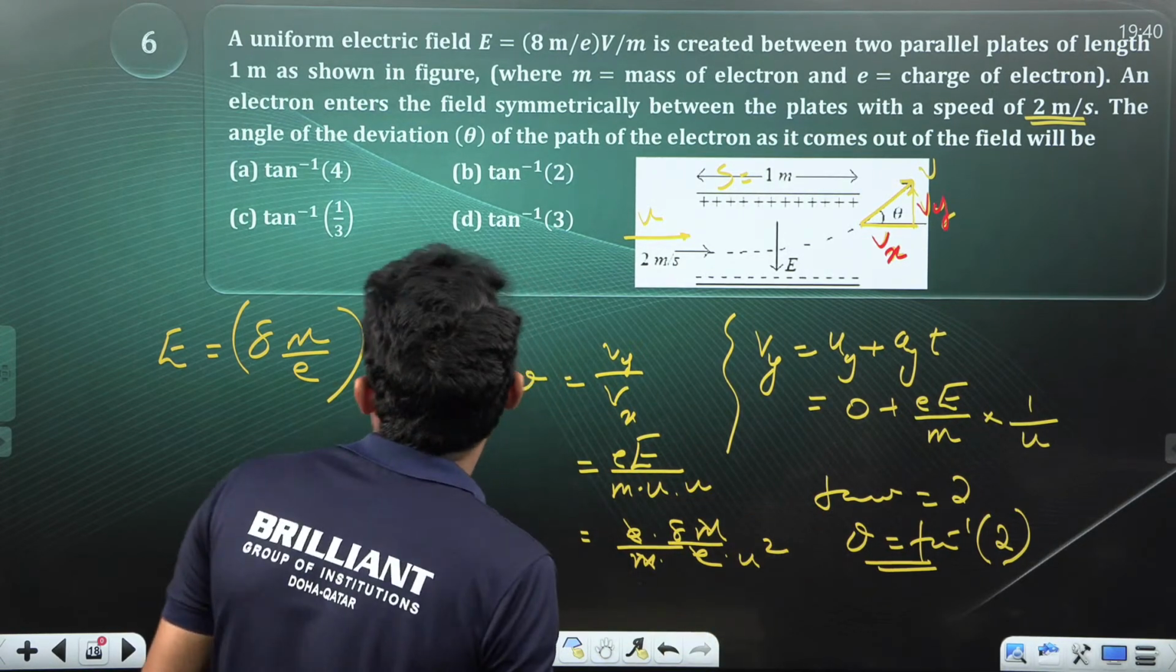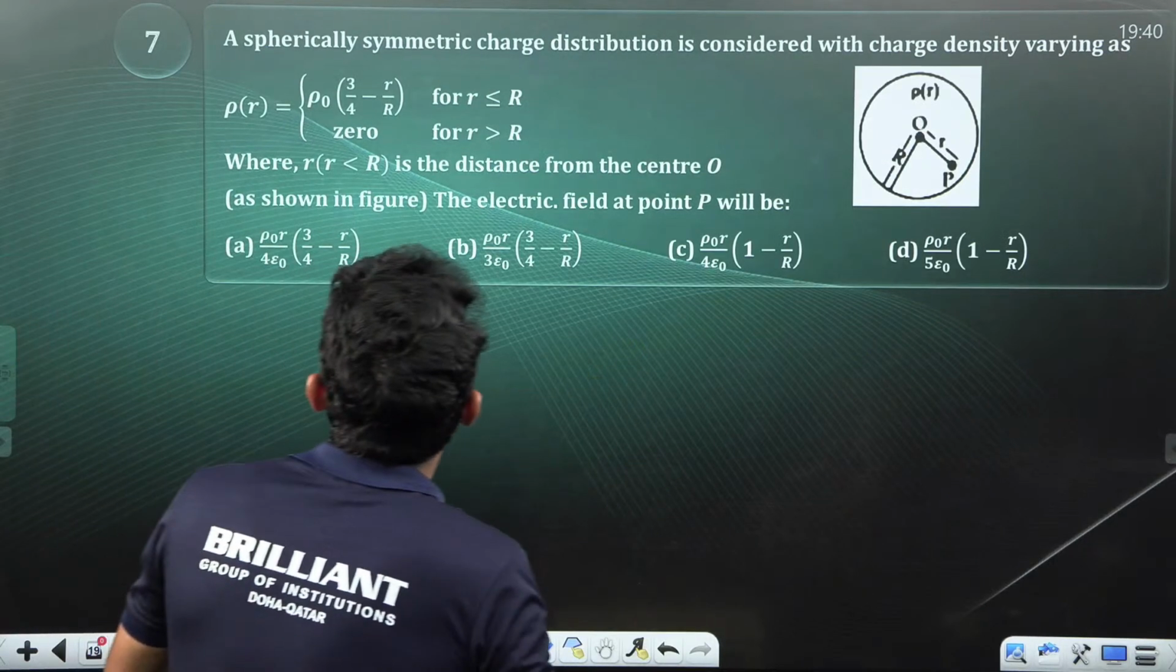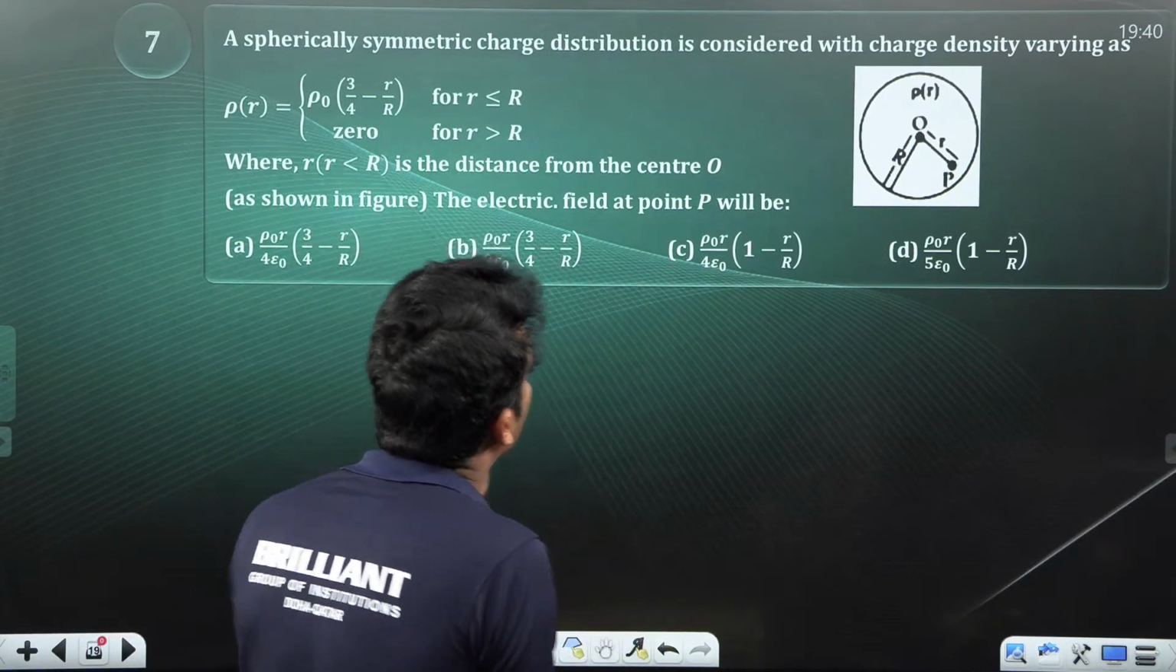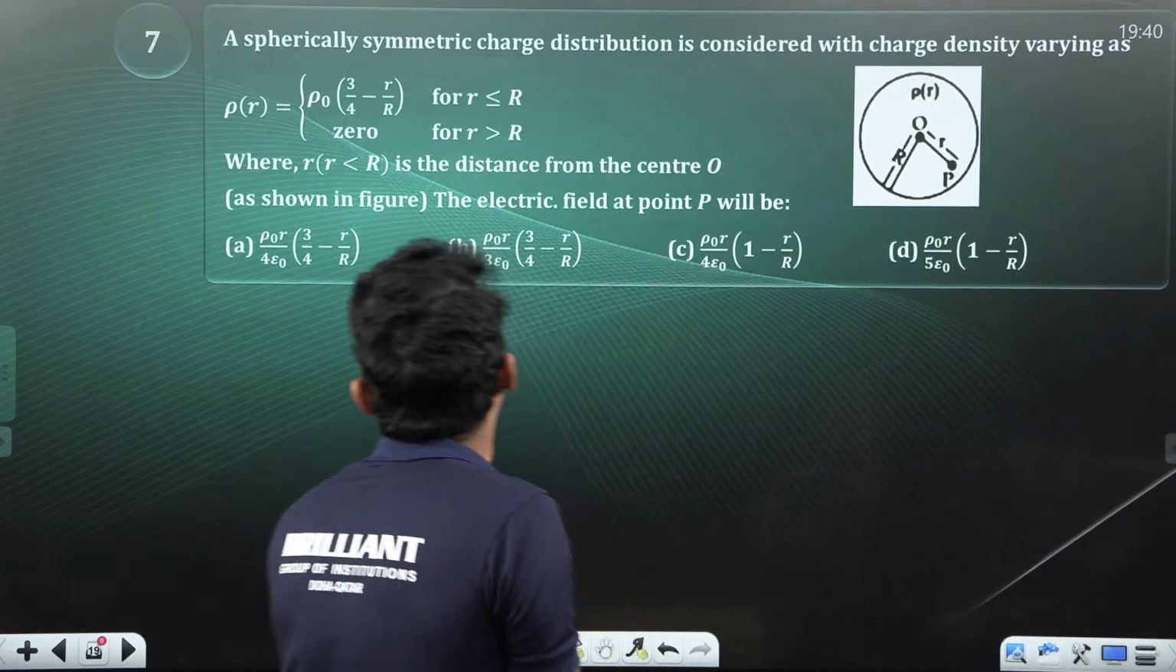Understood? Okay. Now question 7 is, a spherically symmetric charge distribution is considered with charge density varying as.